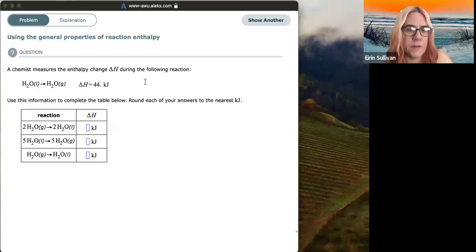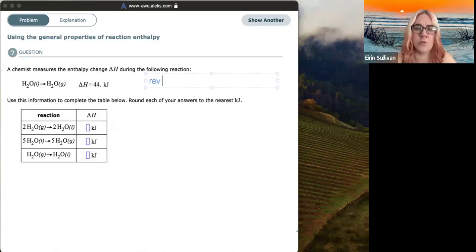Using the general properties of reaction enthalpy. This becomes very important when you're looking at reactions that occur in 2 or more different steps, and you have to sum the enthalpy for each individual step to work out the enthalpy for the overall reaction. So the basic idea is, see this reaction right here, this delta H, the enthalpy change for this reaction only applies to this reaction exactly as written.